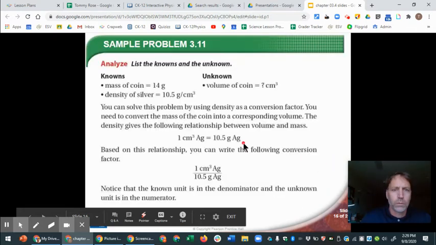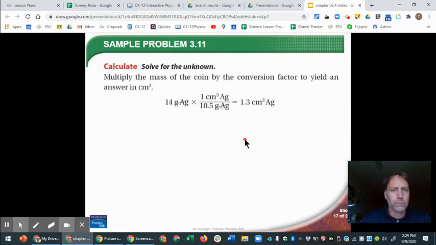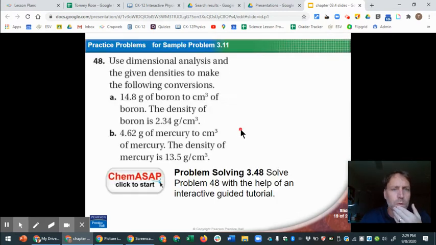All right, so we're going to move on to another one here. We'll do one more, and that'll help you process some things. And then we'll be done with our lesson for today. The first one says use dimensional analysis and the given densities to make the following conversions.